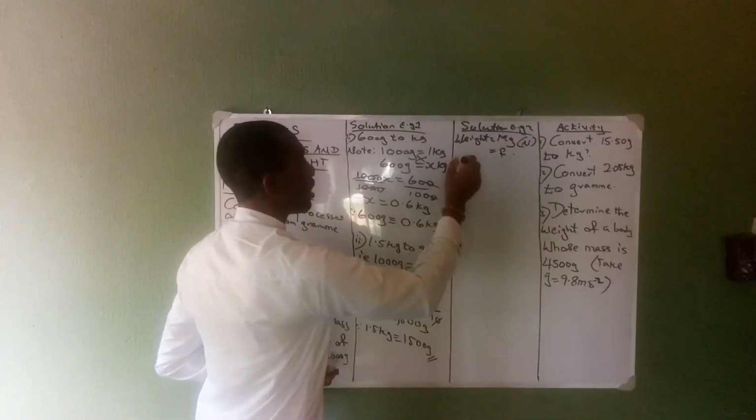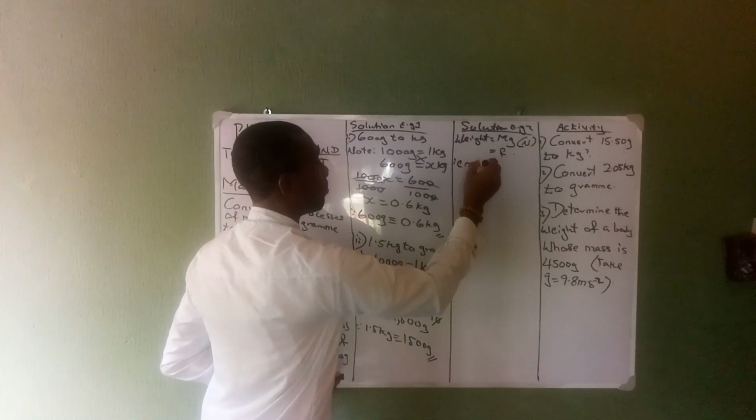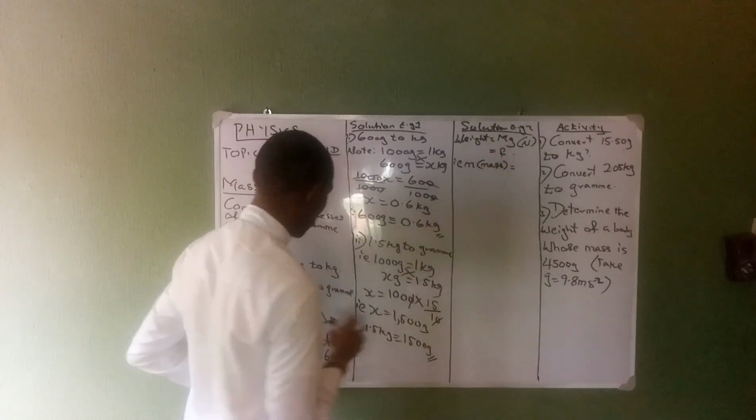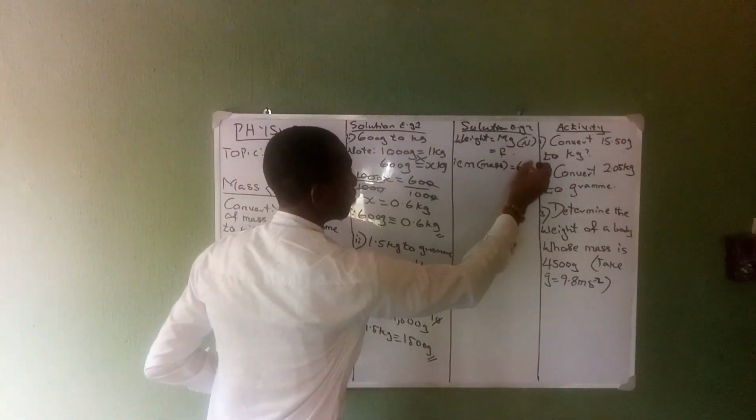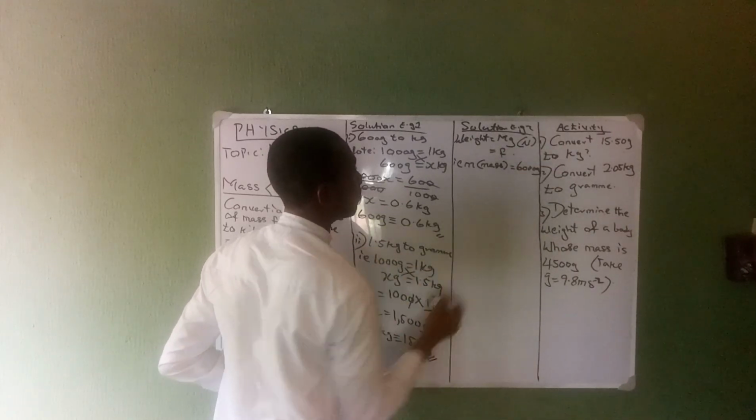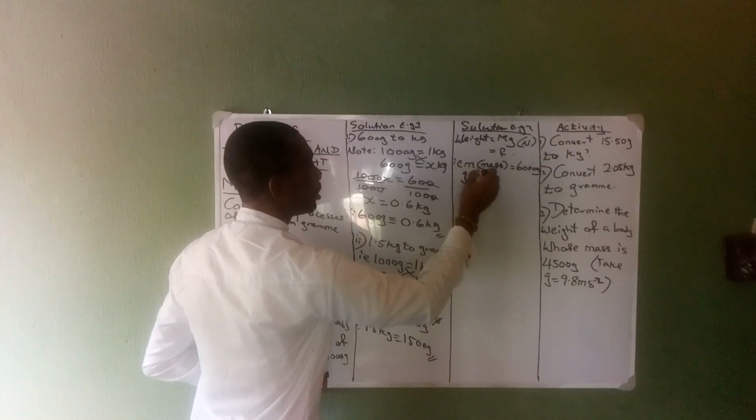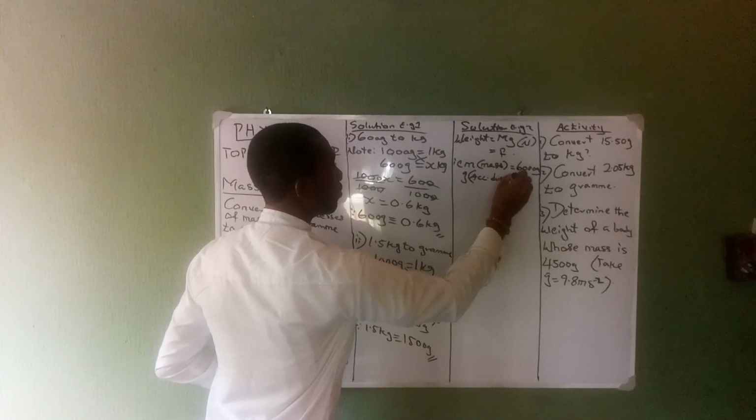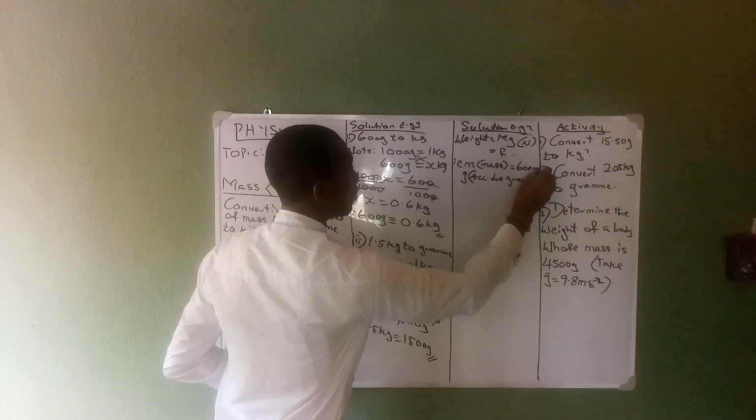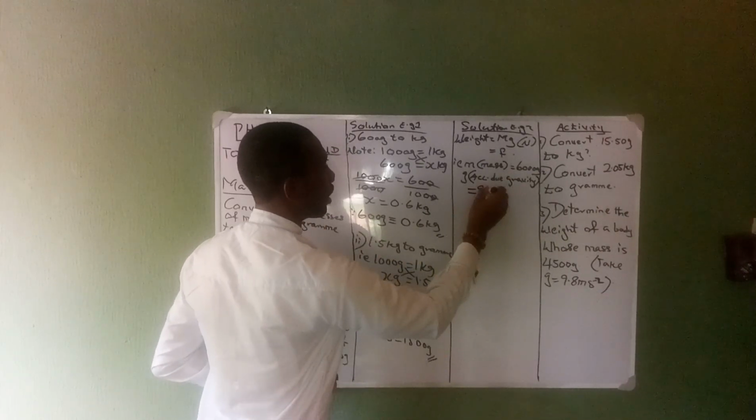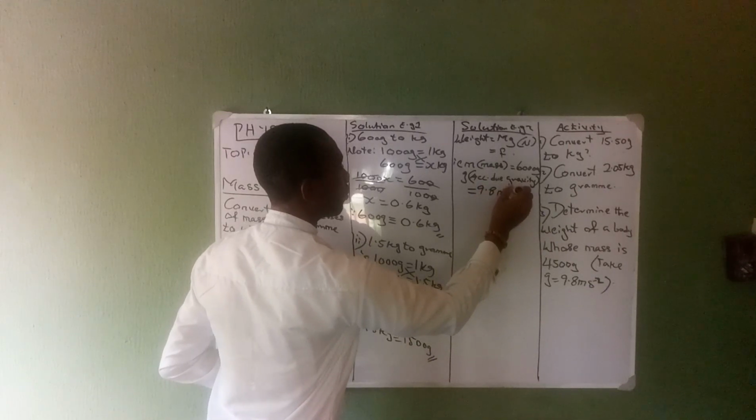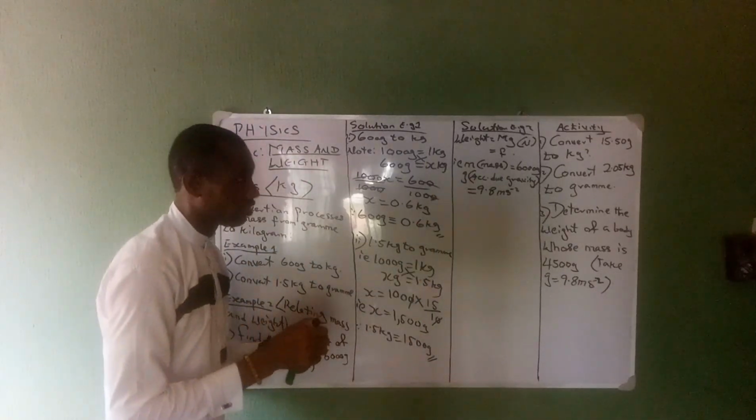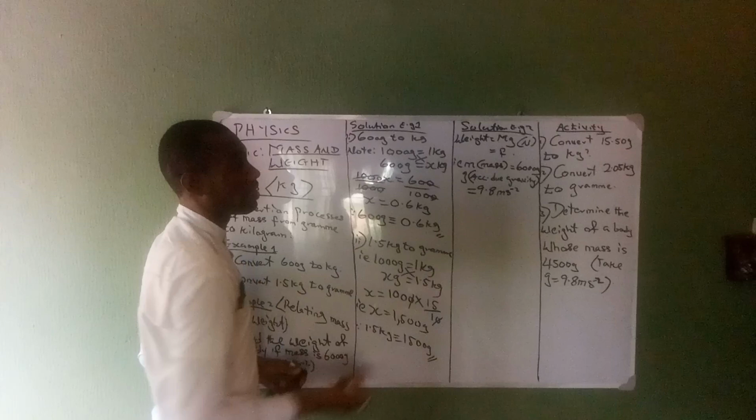So we'll say that is, the m, which is the mass, is equal to 6,000 gram. And the g, which is the acceleration due to gravity, is equal to 9.8 meter per second square.